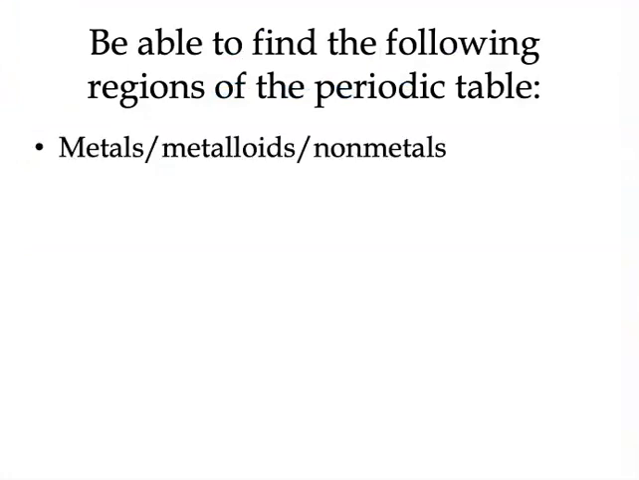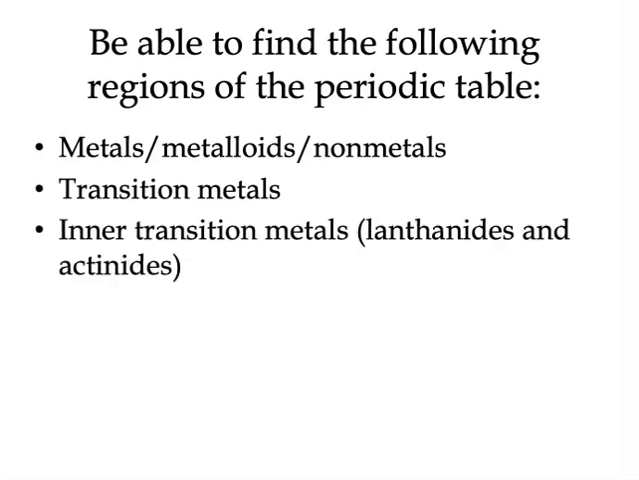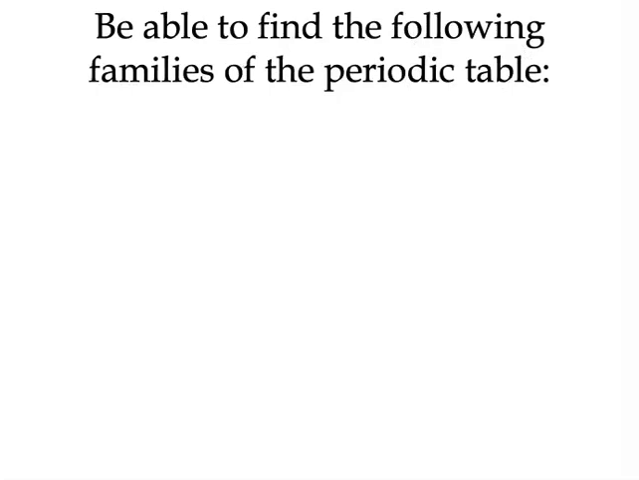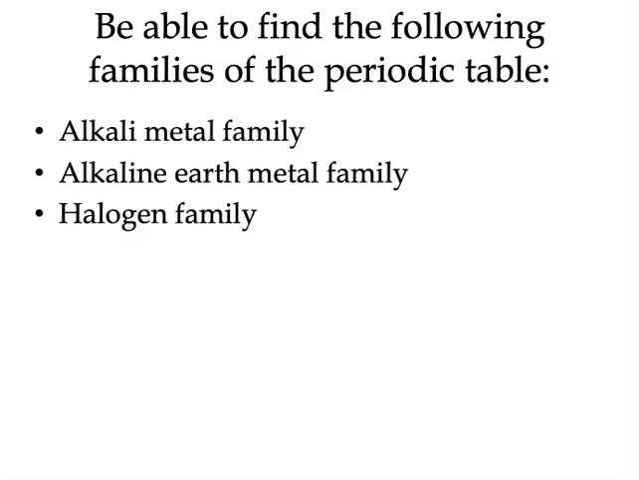So I just wanted to include this as a summary slide. Make sure that you can find certain regions on the periodic table, including the metals, metalloid, and non-metal areas. Make sure that you can find the transition metals, and also the inner transition metals, which include both the lanthanides and actinides. And then in terms of the families or vertical columns on the periodic table that I'd like you to be able to recognize, that includes the alkali metal family, the alkaline earth metal family, the halogen family, and also the noble gas family.